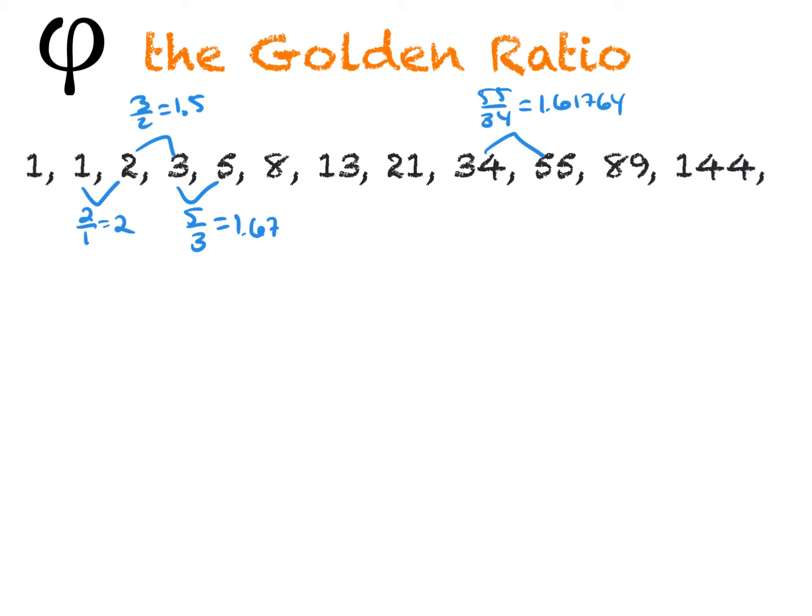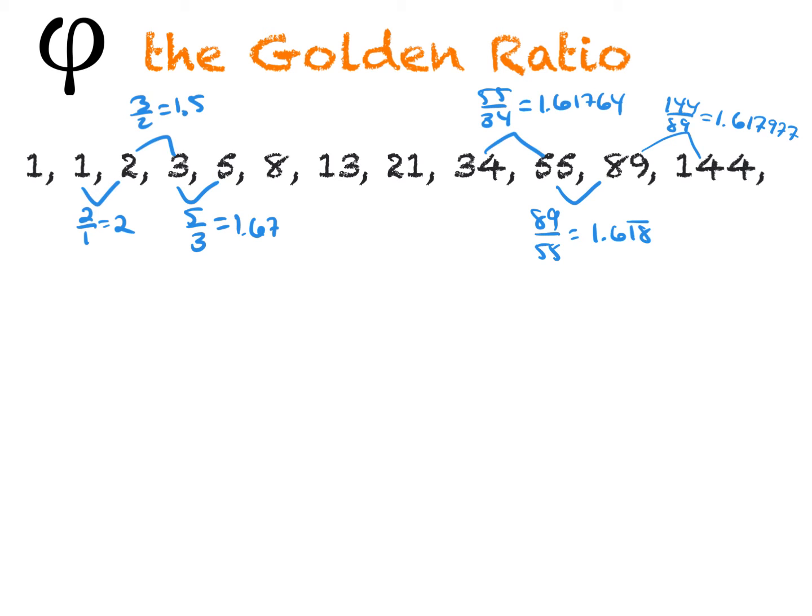Well, let's do another one. Let's do these two. Let's do 89 divided by 55. When we do that, we get 1.618181818. Man, that's really close to 1.617. And the only other one I can fit on here, 144 divided by 89. And we're going to get 1.617977, rounding a little bit.